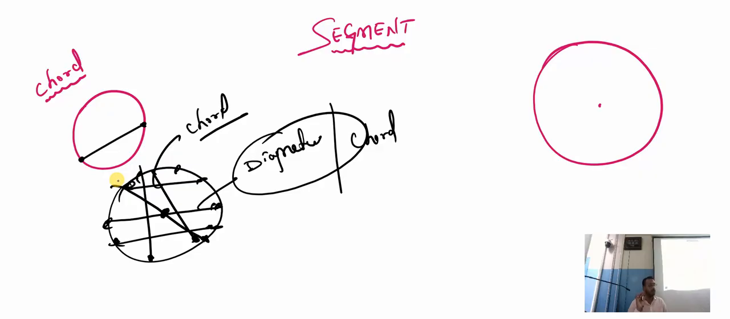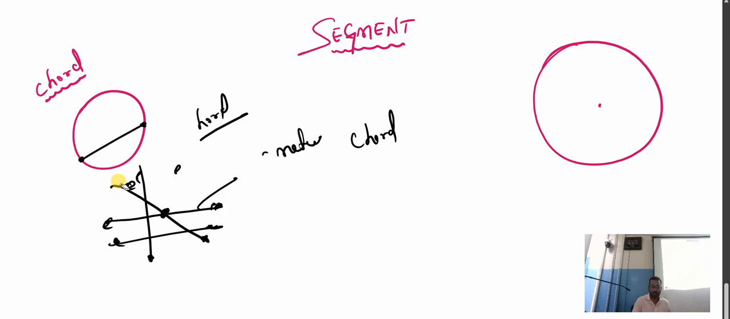So here we have a word for diameter. Diameter is called the biggest chord of a circle. Diameter is the biggest chord of the circle.